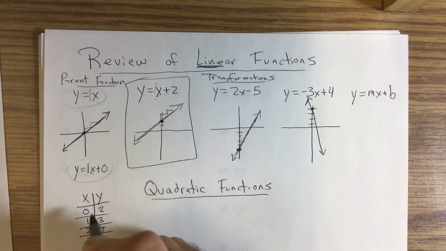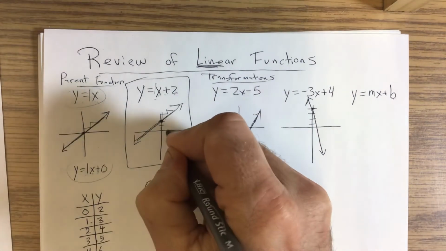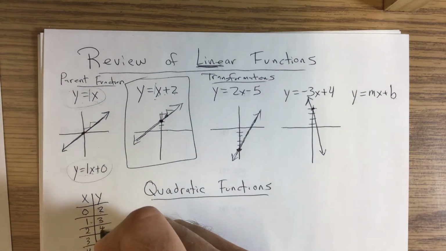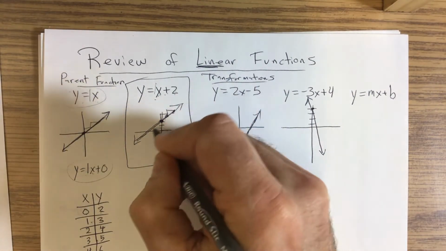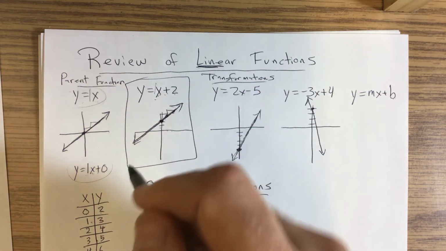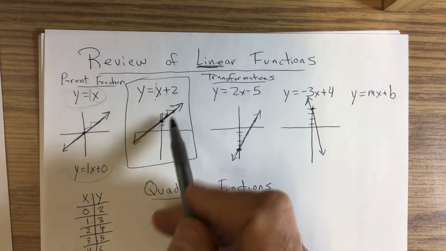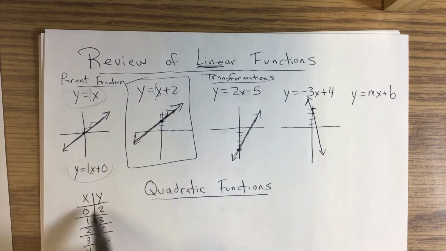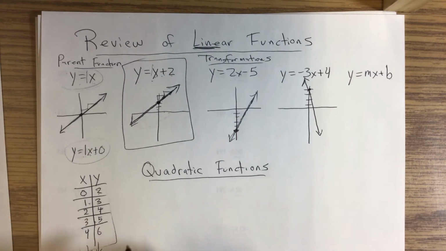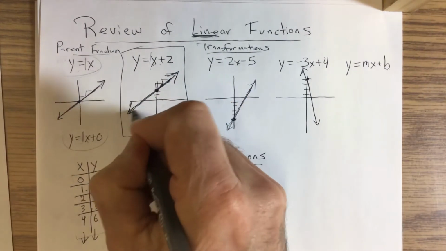And then you graph them by going 0, 2, 1, 3, 2, 4. Okay, so this is the long way of doing it, but this is what the graph represents, all the solutions to this function. This is a visual representation of this solution set, and there are infinitely many solutions to this. This list goes on forever, and that's why we have arrows at the end of our graphs.